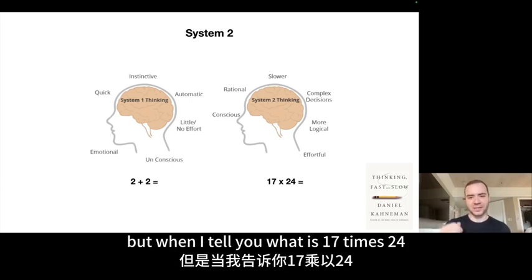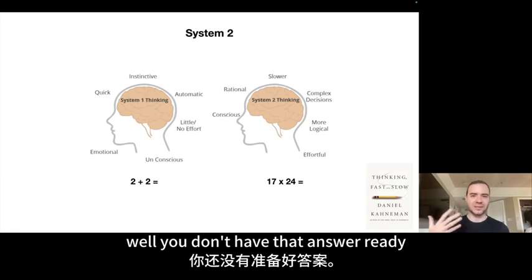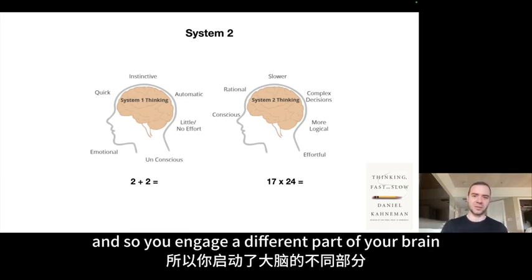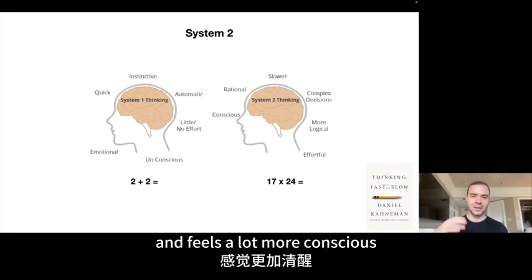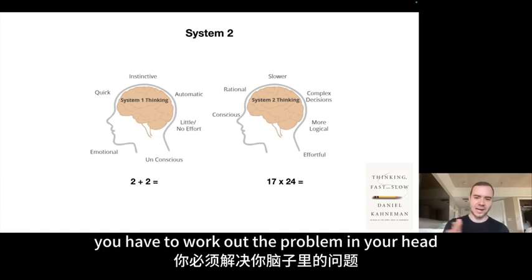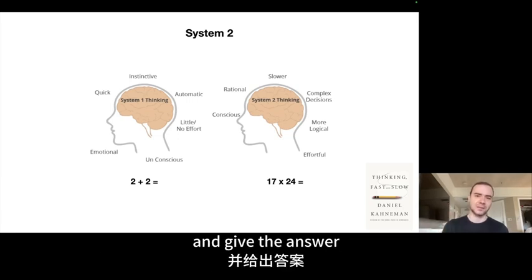But when I ask you what is 17 times 24, well, you don't have that answer ready. And so you engage a different part of your brain, one that is more rational, slower, performs complex decision making, and feels a lot more conscious. You have to work out the problem in your head and give the answer.